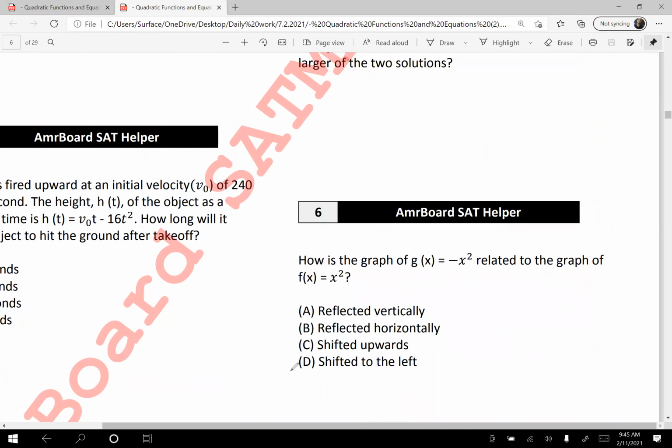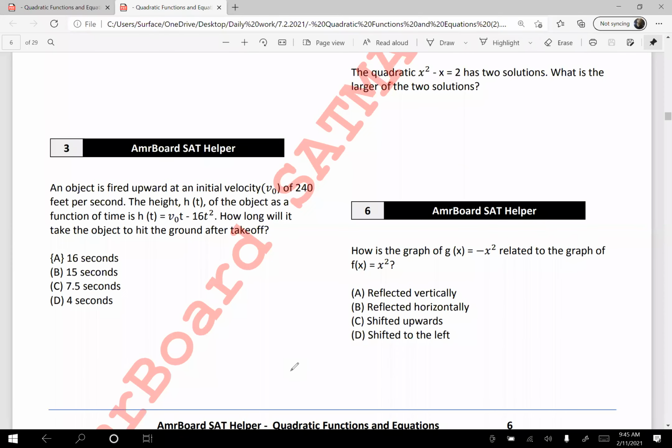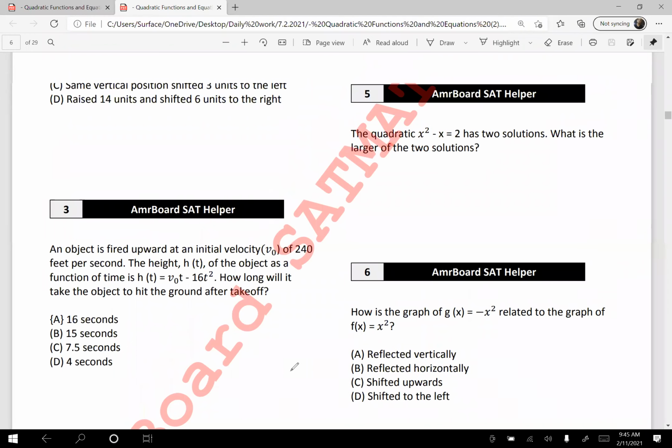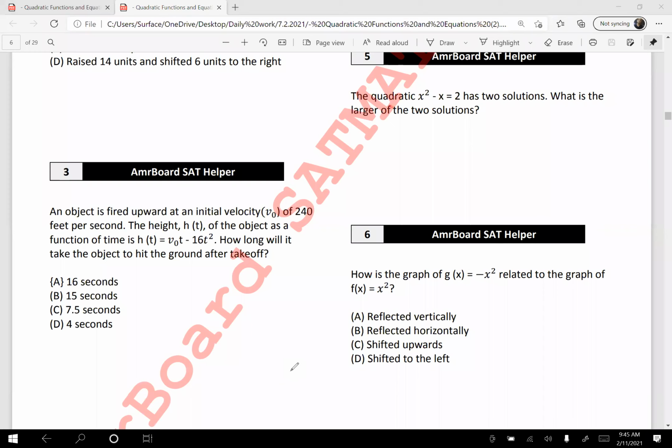Okay, number 6. What's number 6? This is f of x equals x squared, and g of x is negative x squared. Who can solve this one?